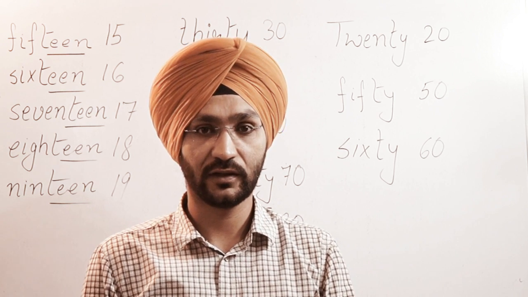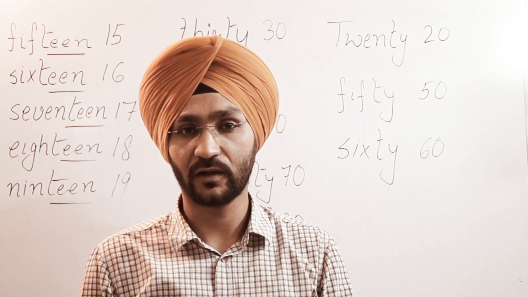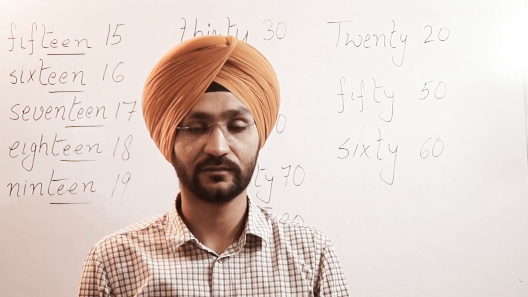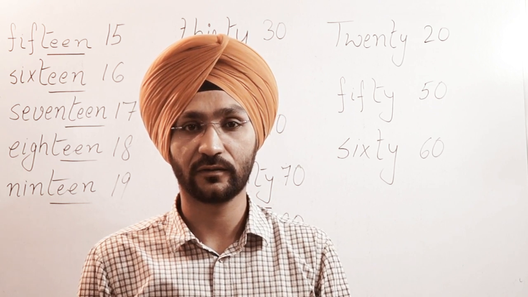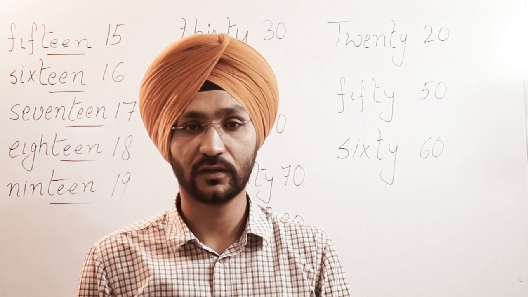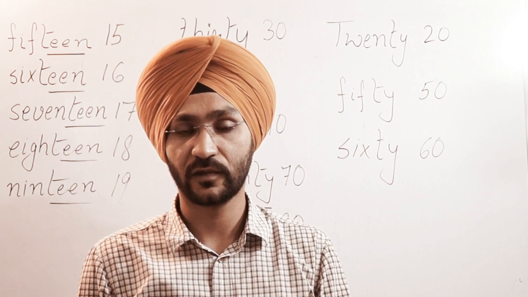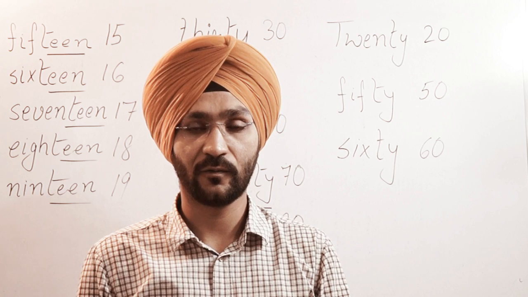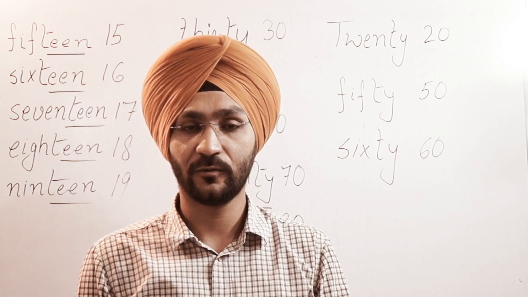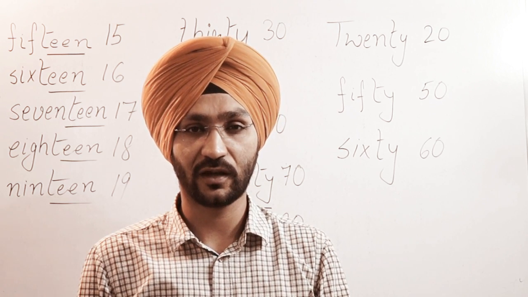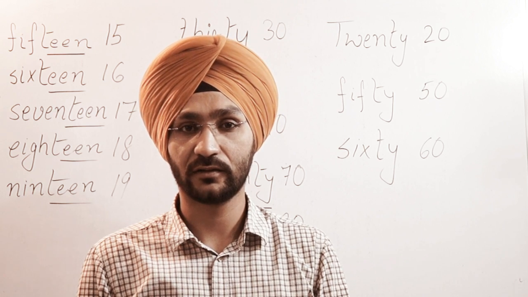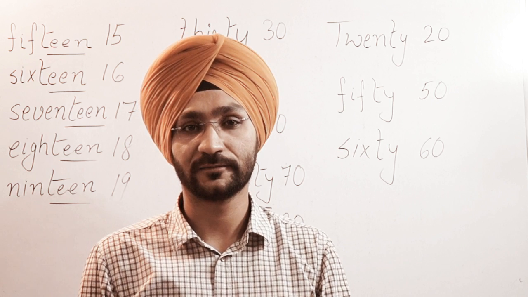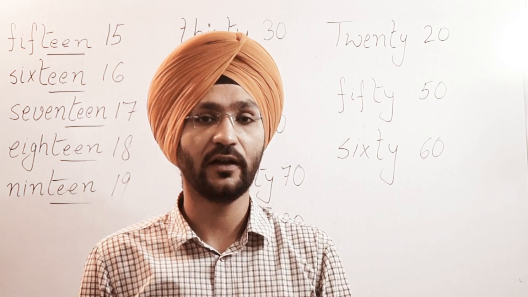In case of three numbers, 715, again we stress on the last number, 5. 715. If we have four numbers, for example 1989, we stress on the last number, 9. 1989. All right.